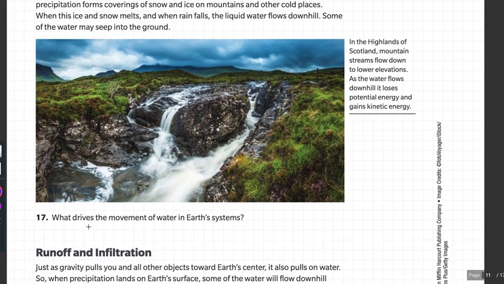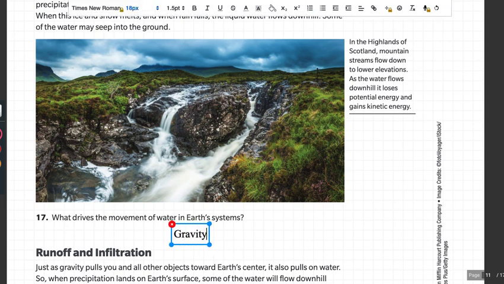Water movement on land. What drives the movement of water in Earth systems? Gravity. Gravity drives all of it. Why are rivers rivers and streams streams? It's because the water is going downhill.